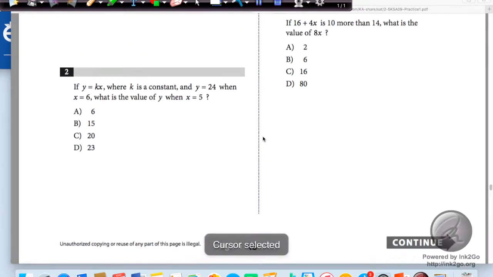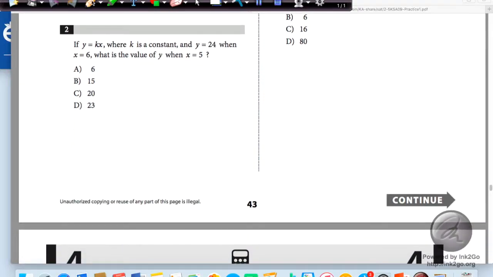So question 2 says that if y equals kx, and k is a constant, meaning that this will be the same for multiple equations, and y equals 24 when x equals 6, so I'm plugging x in, so obviously you can solve for k initially. Here I'm going to divide both sides by 6, and I'm getting 4 equals k initially.